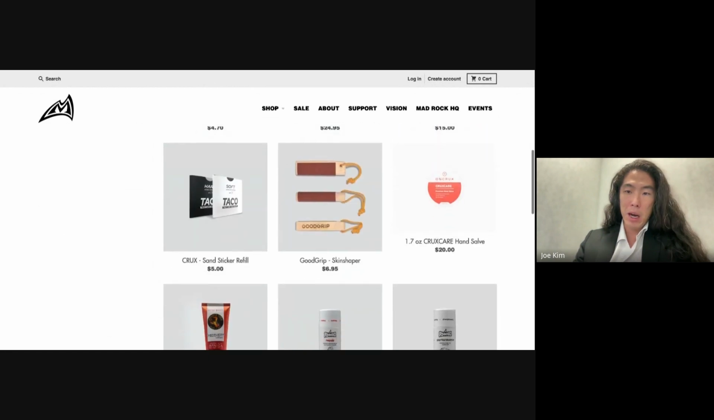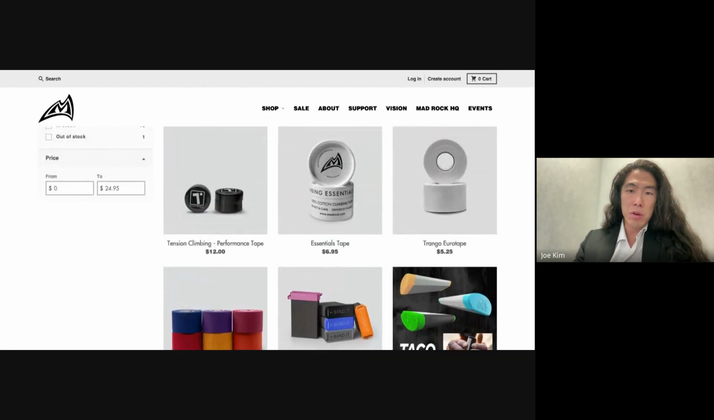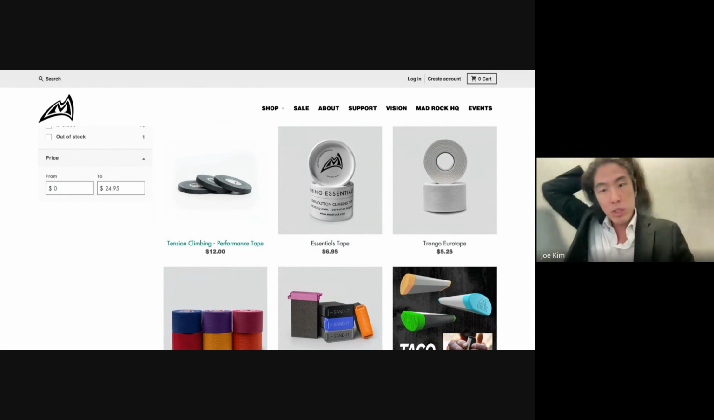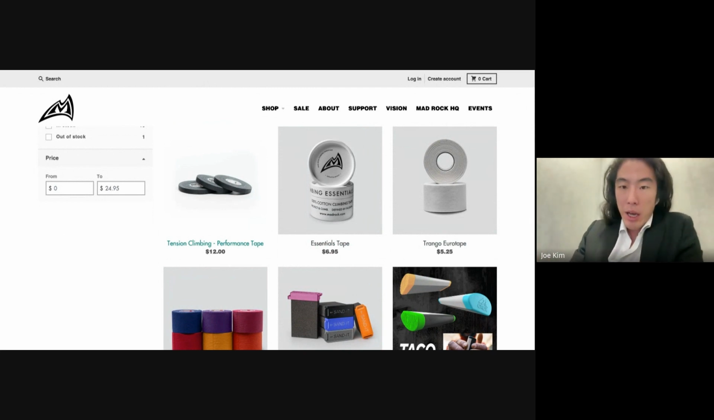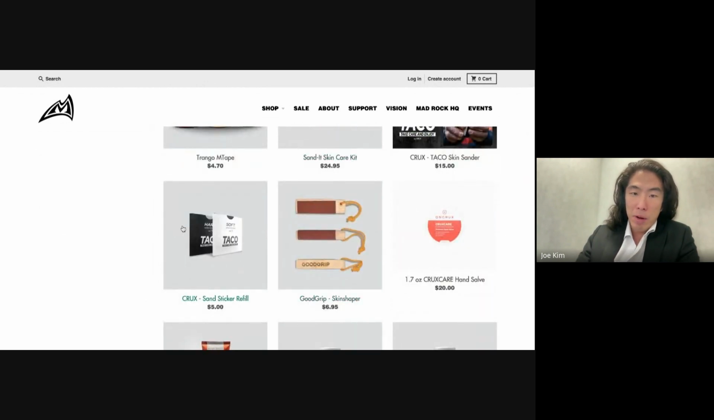Thinking in terms of bumping up your AOV would be to have some kind of packaged product. So if we were to retarget, say, a user who had purchased some shoes before, it would be really nice to come up with something like, hey, there's tape, chalk, skin shaper, maybe some of this salve, as a packaged product that's discounted a little bit. That way you can bump up the AOV while still moving some of these lower cost items. So that would be something that I'd be thinking about, potentially running that there.